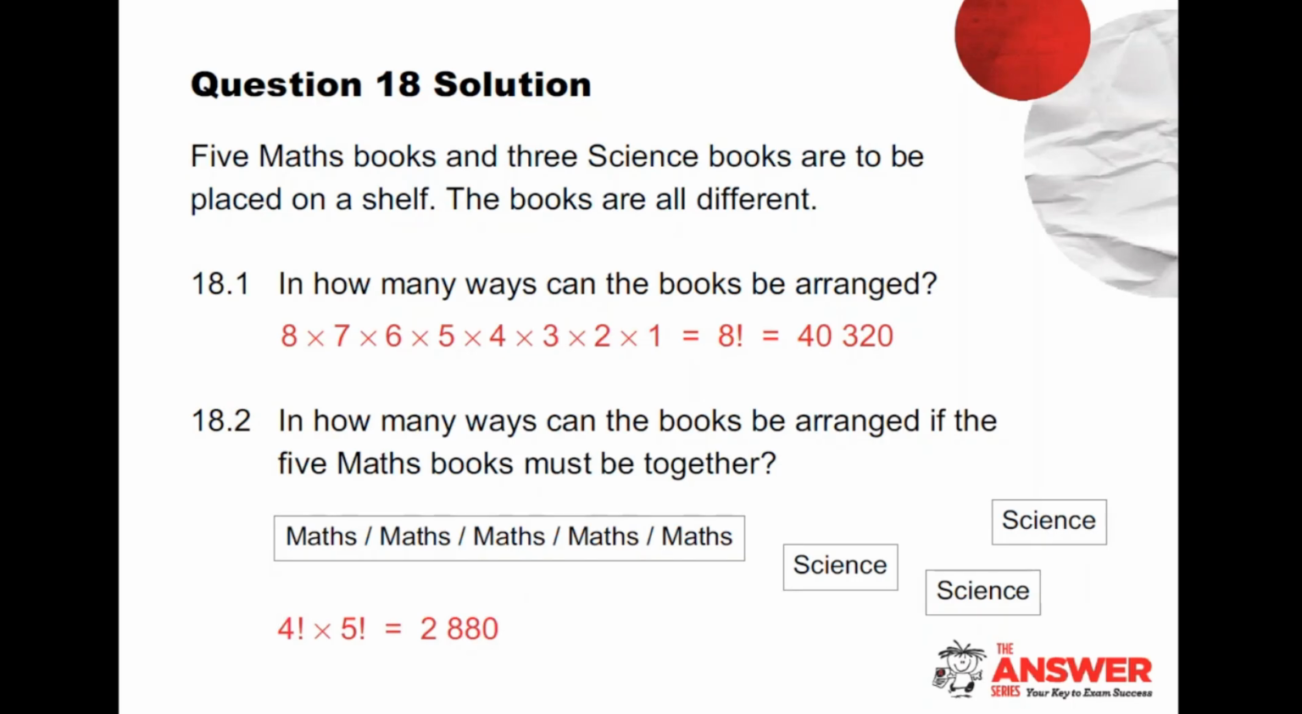How many things am I arranging? 4. How many ways can I arrange 4 things? 4 factorial. The maths books, there are 5 of them. How many ways can I arrange those 5 maths books? 5 factorial ways. So 4 factorial, because it's a group of maths, a science, a science, a science. Then 5 factorial, because within the maths, I can swap my order in all different ways.